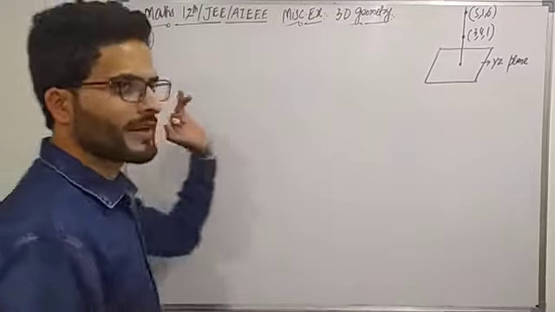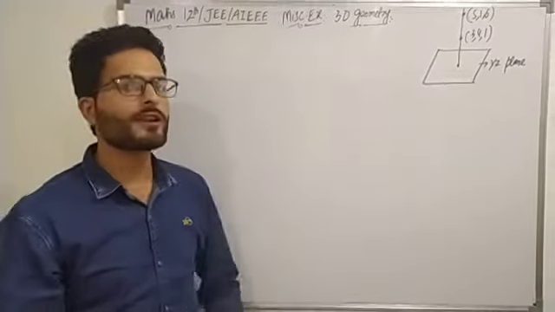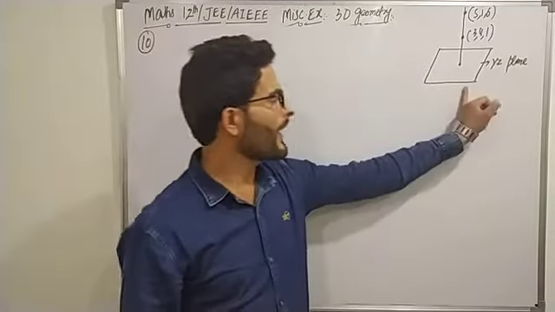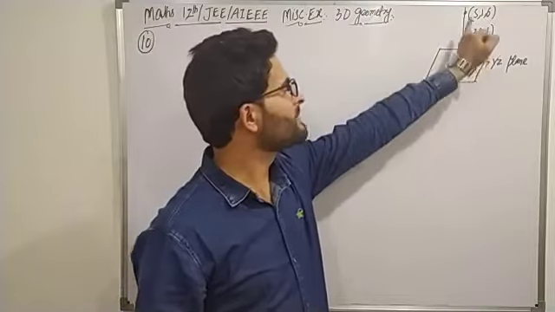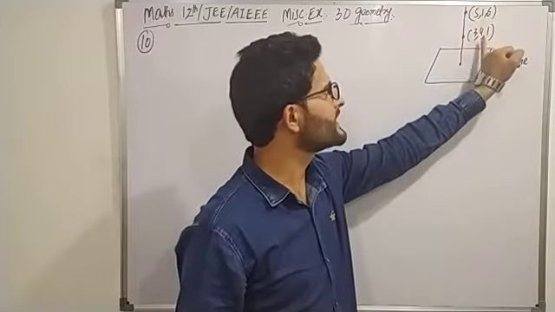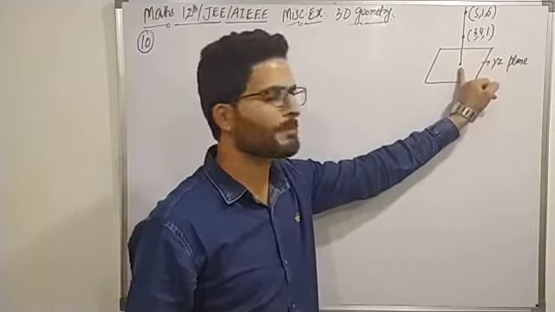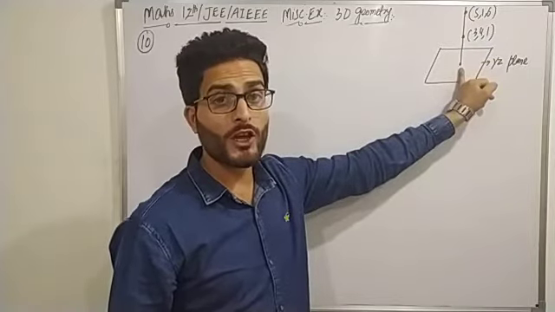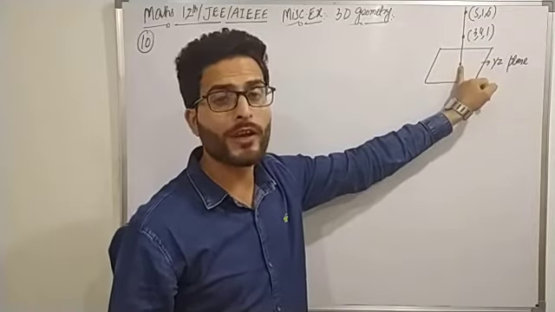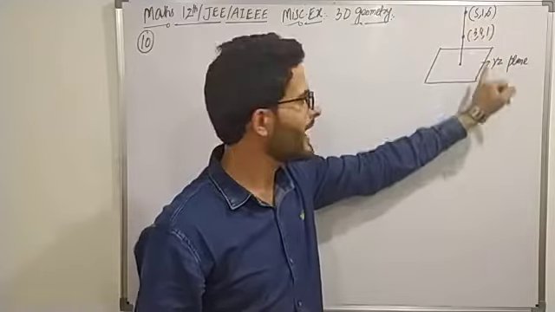Now we are on question number 10 of the miscellaneous exercise, and in that question number 10, we have a YZ plane and a line passing through two points 5, 1, 6 and 3, 4, 1 intersects the plane at some point, and we need to find the coordinates of that point of intersection of a line and a plane.